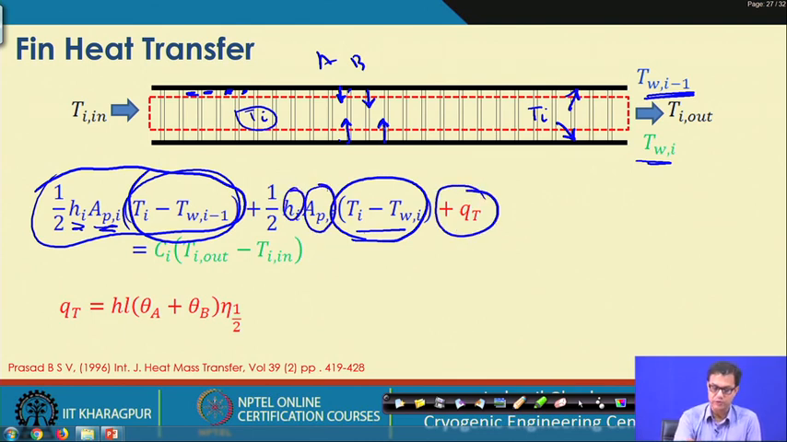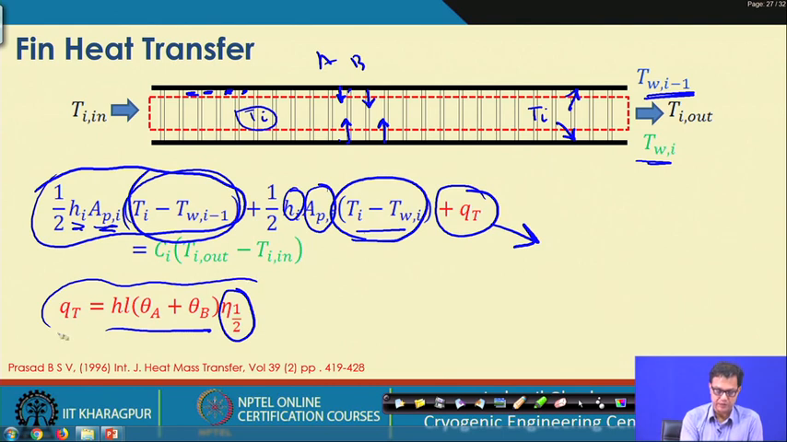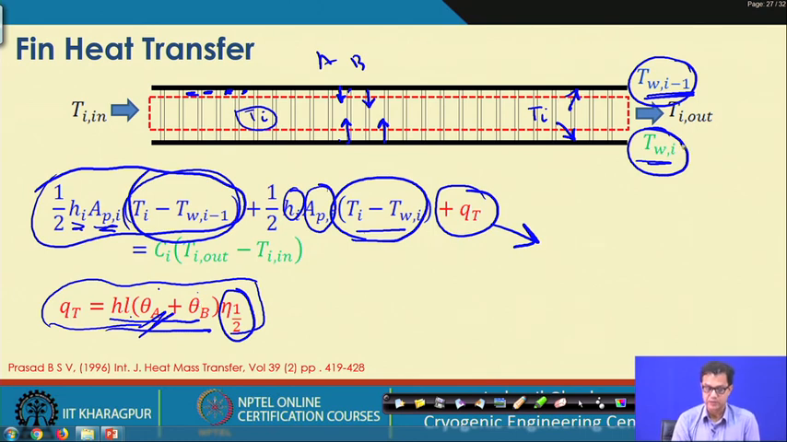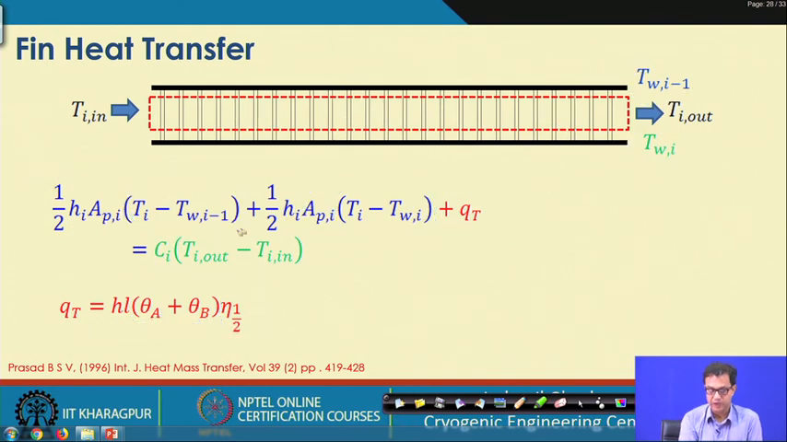And then we have QT, which is nothing but QA plus QB, and this is eta half. In all cases, whether it is having transverse heat conduction or not, we can write this total heat transfer as H into fin length and then theta A, theta B and eta half. Theta A is basically TW i minus 1 minus Ti, and theta B will be TWi minus Ti. So, that is the energy balance we will have for the fluid stream, and that will be equal to the mass flow rate multiplied by Cp and T out minus T in. That gives the total energy balance equation for this ith fluid stream.